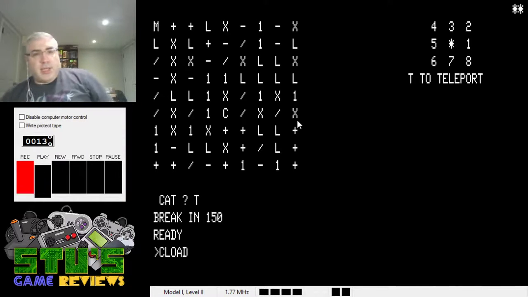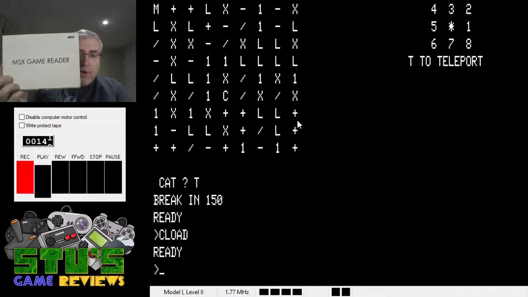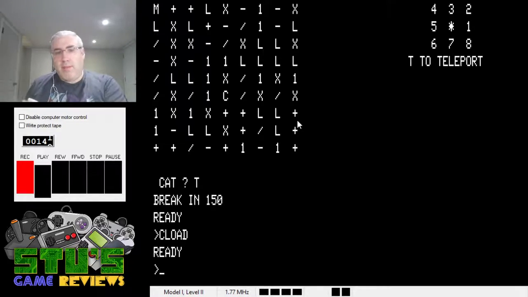I actually got this in the mail today too. MSX Game Reader, which lets you connect an MSX cartridge to your PC. It took like, I don't know, two months to arrive from Japan. All right, let's see what this is.